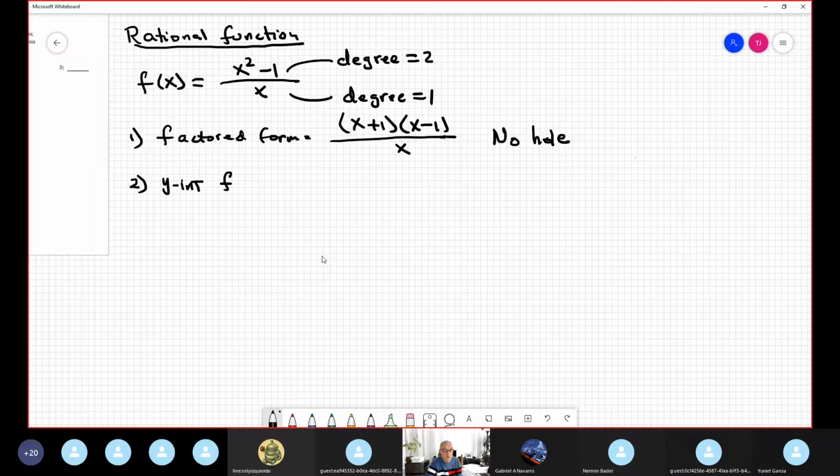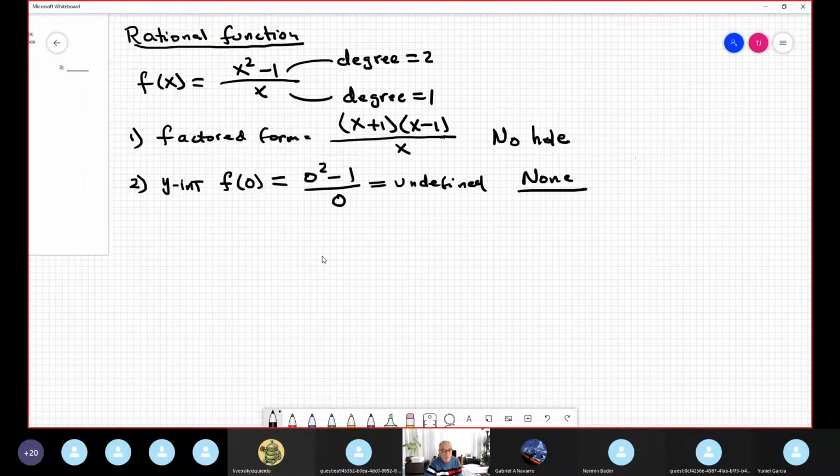Number 2 is find the y-intercept. The formula is evaluate at 0. Evaluate at 0 where? In the original or in the factored form? Either way. Let's do it in the original. Well, the original is 0 squared minus 1 divided by 0. It's undefined. Therefore, we have no y-intercept.